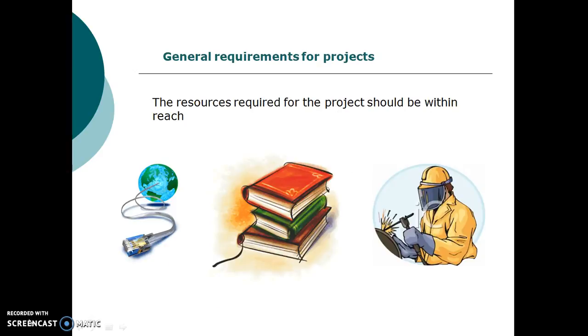The second constraint is that the resources required for the project should be within reach. The study material, the fabrication work, the fabrication facilities, or the material required for that particular project, whether it is in a reachable area or not, we have to search for. So the second constraint we have to think about is whether the resources are within reach or not.